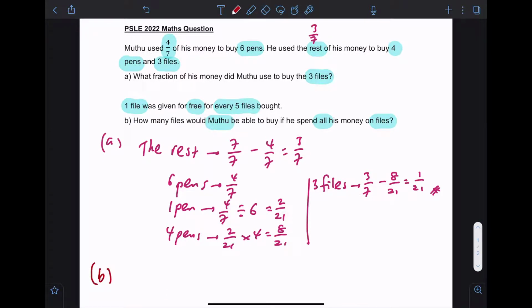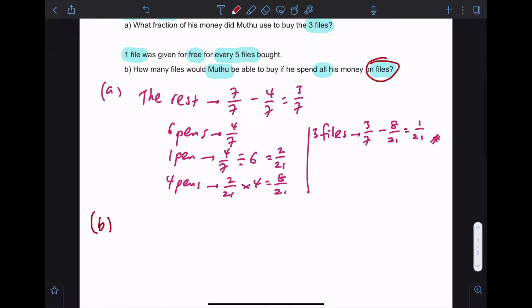One file was given for free for every 5 files that he bought. How many files would Mutu be able to buy if he spent all of his money on the files alone? How do we do this? Now, 3 files alone will cost him 1/21 of his money. Okay? So 1/21 of his money will be able to buy him 3 files.